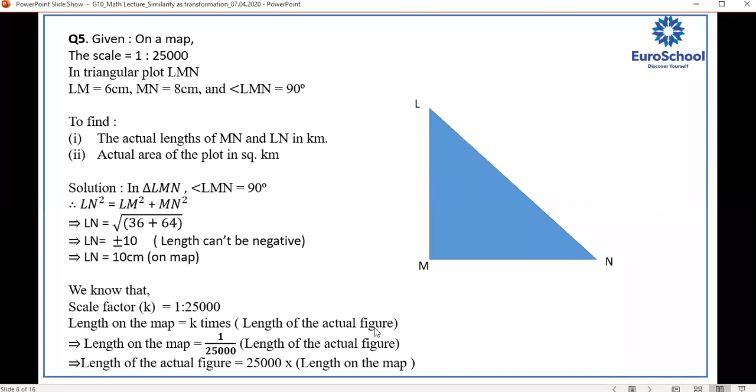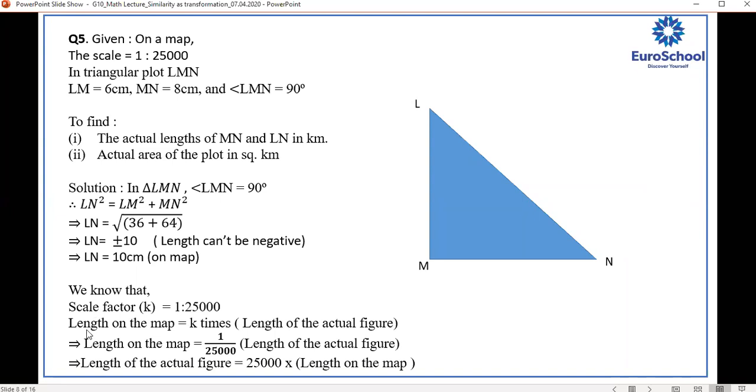Now, the first part in the question says we need to calculate the actual length of MN and LN in kilometers. All the measurements are given in centimeter. We have to convert it into kilometer. So what we are going to do, we are going to first find in centimeter, then we convert it into kilometers. First, we know that scale factor K is 1:25,000. It's given in the question, right?